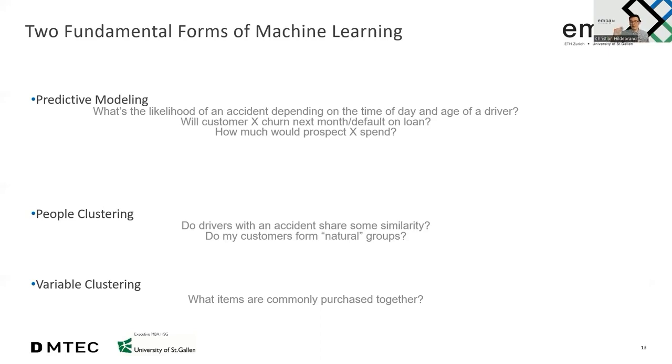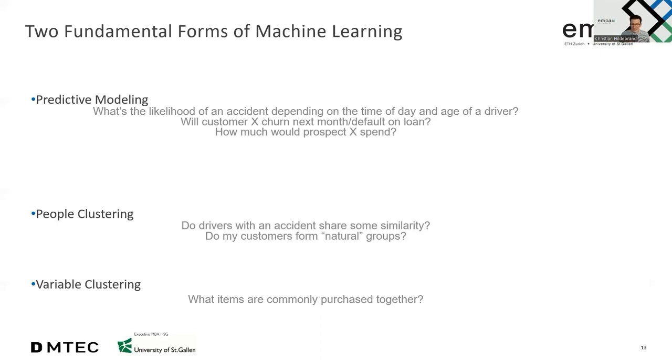So remember, in the first three examples up there, the likelihood of an accident, whether there's a credit default, how much a person might be spending. These are all outcomes that we want to predict. So we have defined outcomes in the model. We just want to understand relationships without having an outcome.